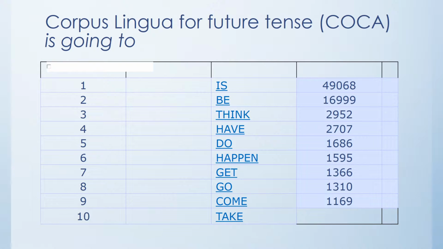And if you just look further down from is and be, is the verb think. And this was the most frequently used. And then below that is have. And then quite a drop down from that is do.